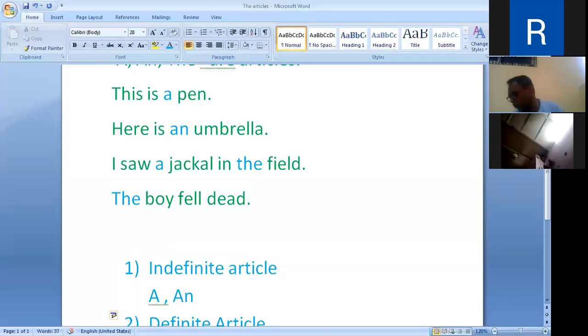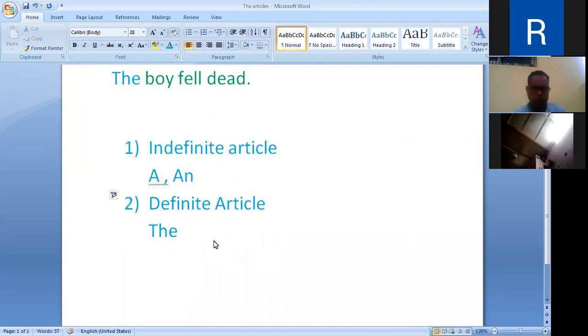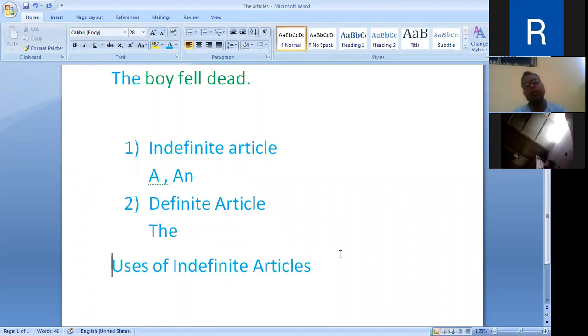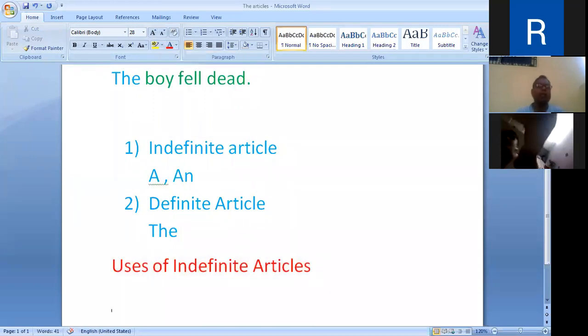Uses of a and an, or uses of indefinite articles. Indefinite articles a and an.